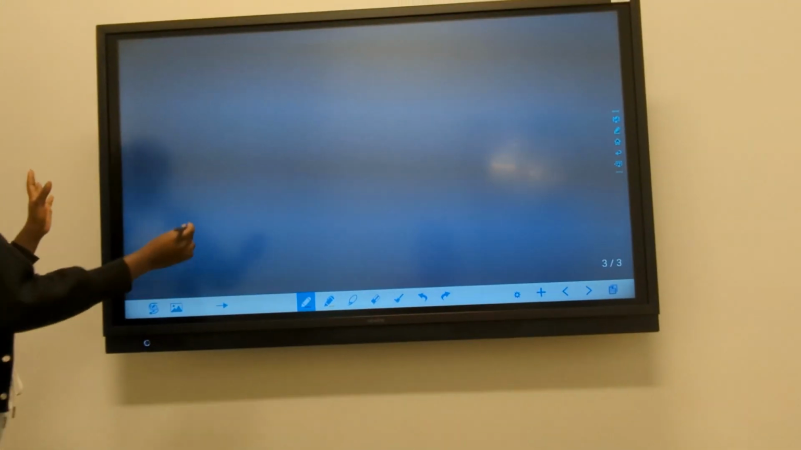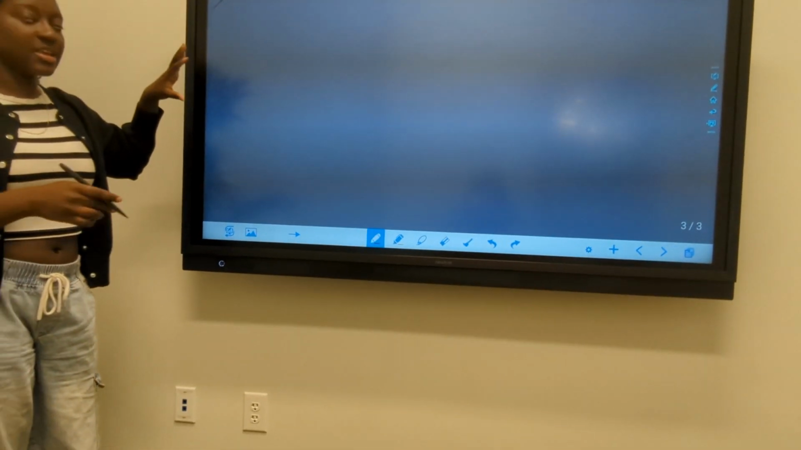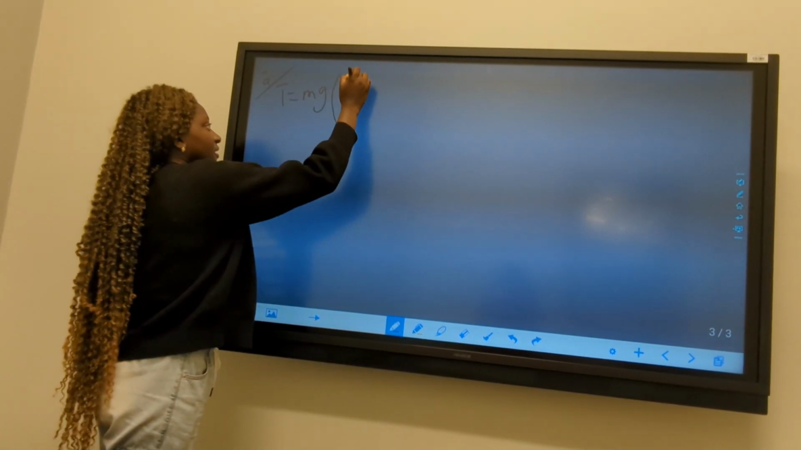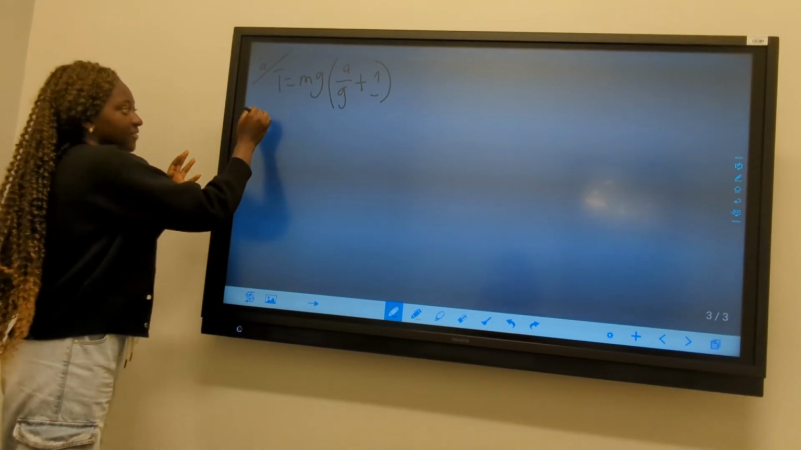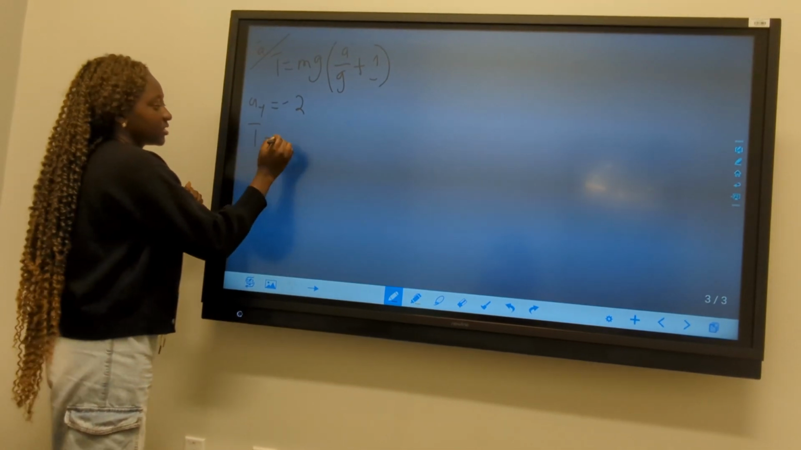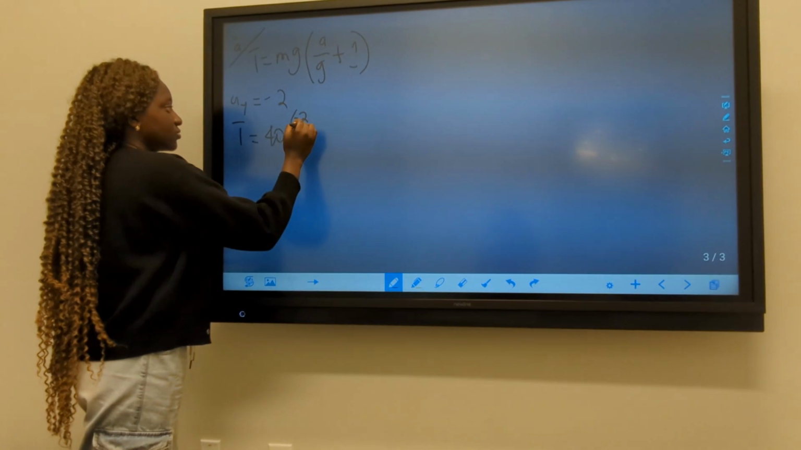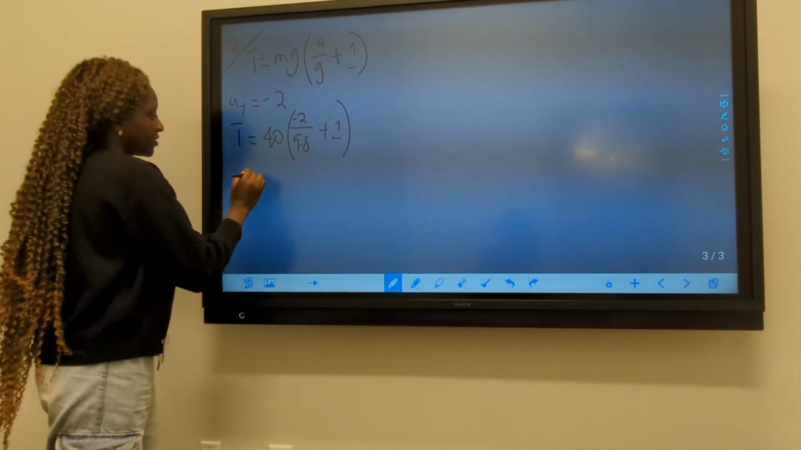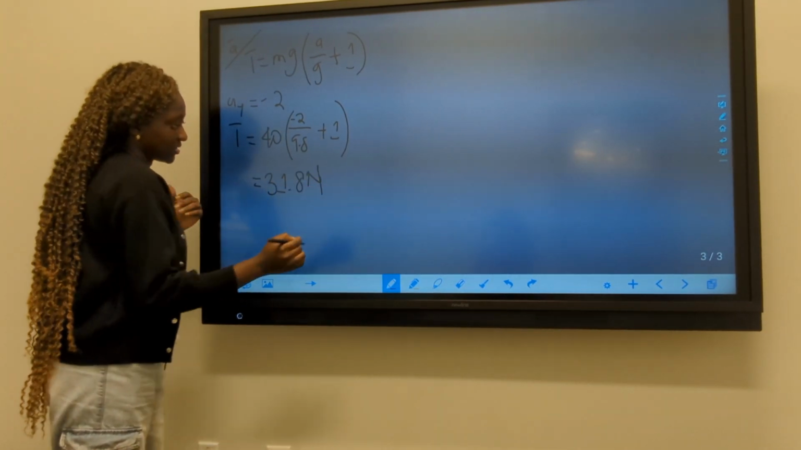Okay, so moving on to negative acceleration. For negative acceleration, we still use the same equation, T equals mg times (a over g plus 1). However, this time we have acceleration being negative 2. So T will be equal to 40, as I stated before, times (negative 2 over 9.8 plus 1). So we have T being equal to 31.8 newtons.